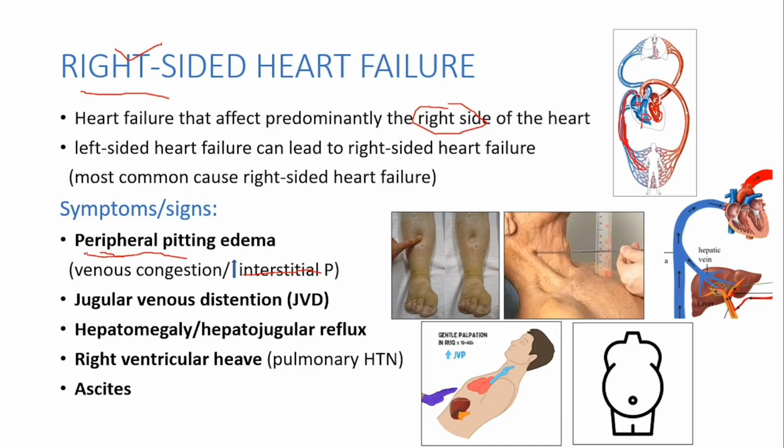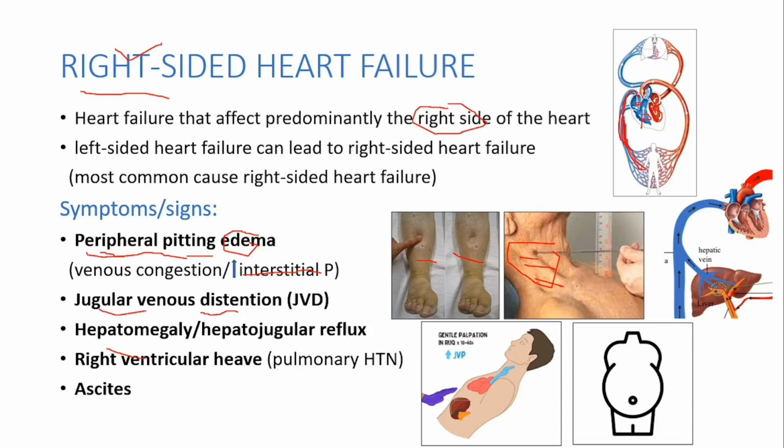Fluid will move out of the vessel, so it will cause edema, peripheral pitting edema, like here you see. It will also cause jugular venous distension. You see, the blood will be pushed back into the jugular veins, so they will be distended.